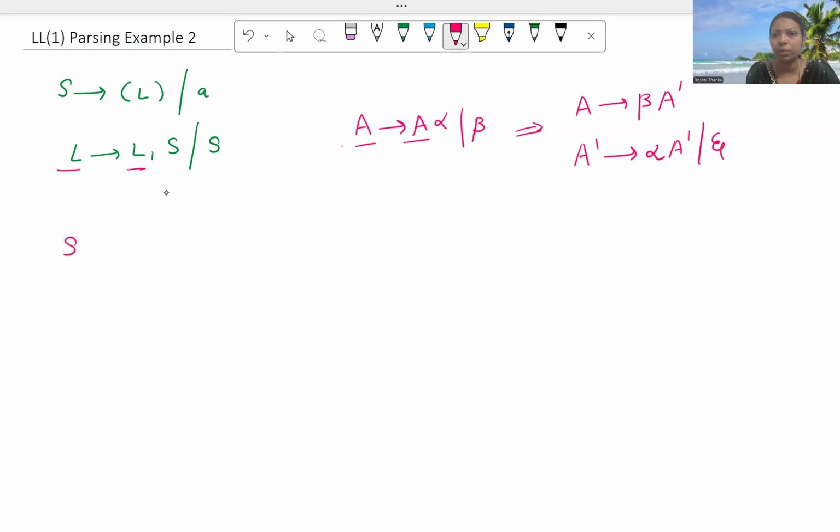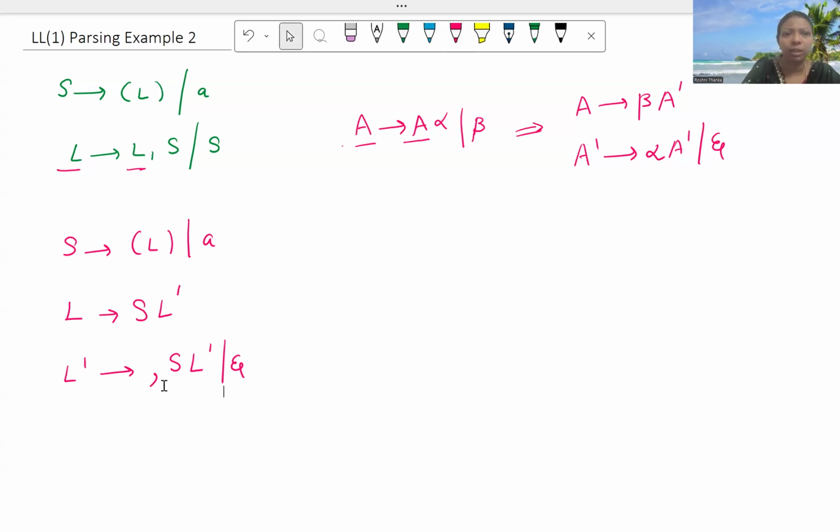Similarly, the first production doesn't have any problem, so I'll write it as it is. And the next production, L derives, what is the other production which is not starting with L? It is S. So you have to use L dash, and L dash derives the other symbols other than L, that is comma and S, and you have to introduce L dash and epsilon. Now hereafter, instead of using the earlier production, we have to use these two productions after removing the left recursion. So this step is over.